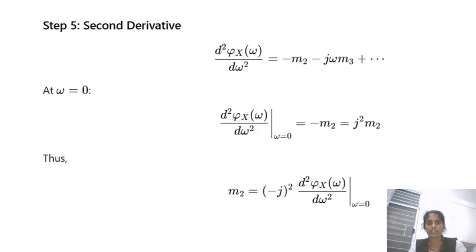Step 5. Second derivative. D square phi x of omega by d omega square equals minus m2 minus j omega m3 plus so on.